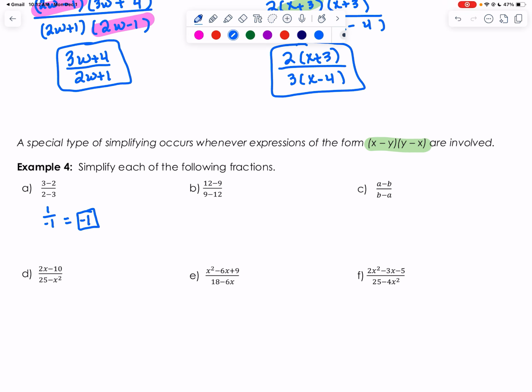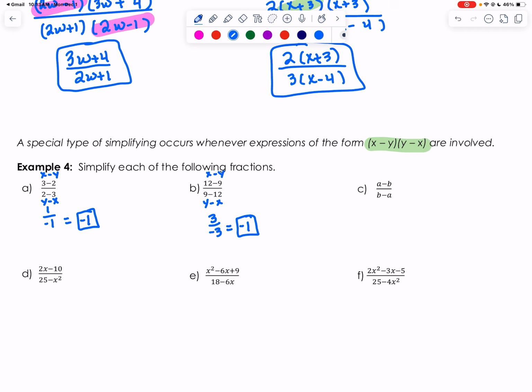So see here we had x minus y, and then over here we had y minus x. When we simplified that, we got negative 1. Now, let's look at that again. We have 12 minus 9, here's our x minus y. And then we have 9 minus 12, y minus x, on the bottom. Let's see what happens. 12 minus 9 is 3. 9 minus 12 is negative 3. Now, when I simplify that, again, I get negative 1.